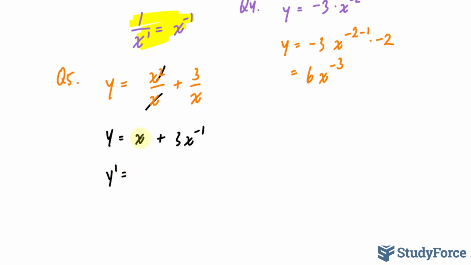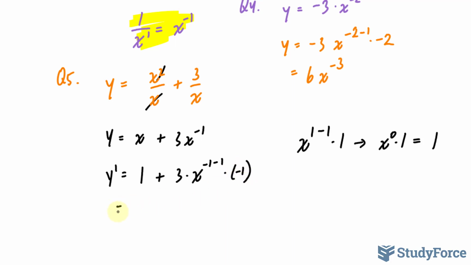Y prime is, now we have to take the derivative of x to the power of 1. 1 minus 1 times 1. X to the power of 0 times 1. Anything to the power of 0 is 1, so 1 times 1 is 1. This part goes to 1. And the derivative of this part is 3 times x to the power of negative 1 minus 1 times negative 1, leaving us with 1 minus, because 3 times negative 1 is minus 3, x to the power of negative 2. That's the answer.